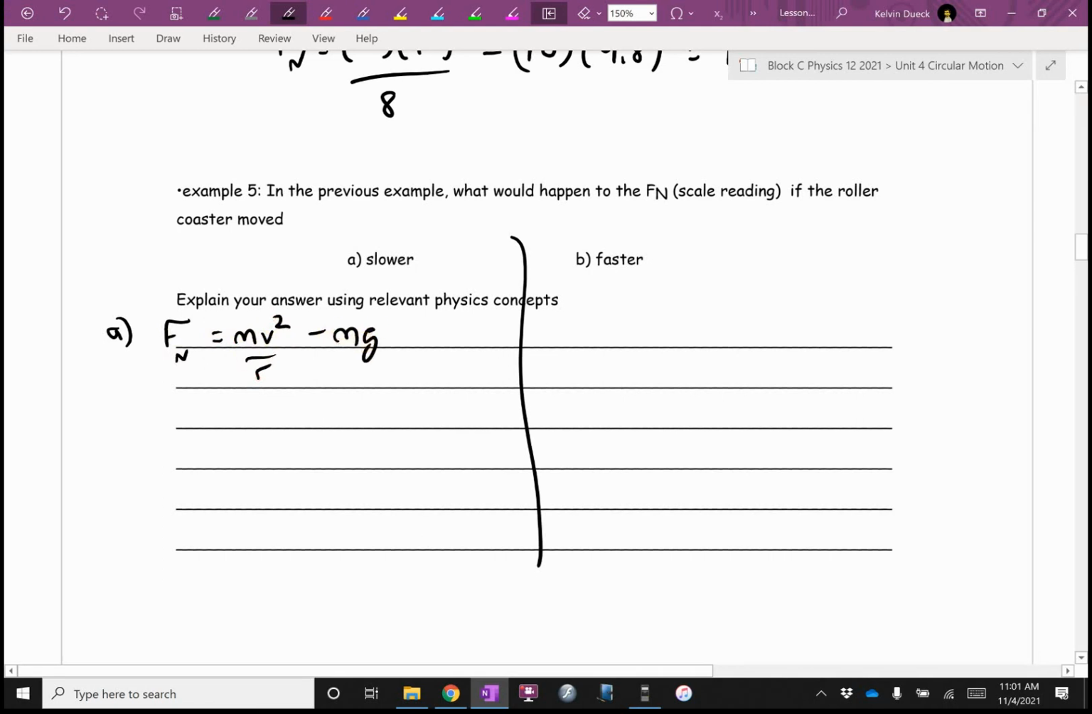Okay. Folks, as this number here gets smaller, what would happen to this answer? Even more generic: bigger, smaller, or stays the same? Smaller. So as you go slower at the top, you'll feel even lighter. As V decreases, Fn decreases.